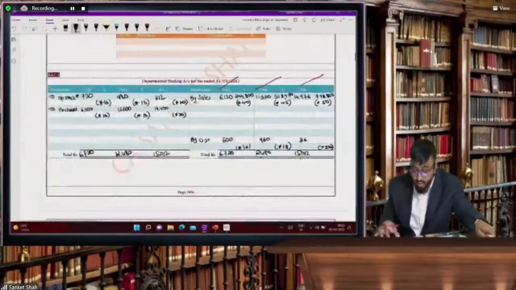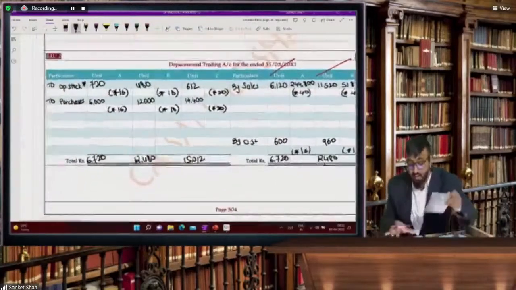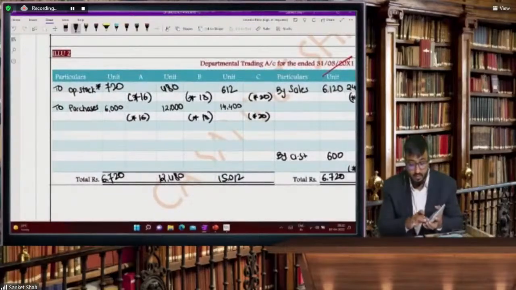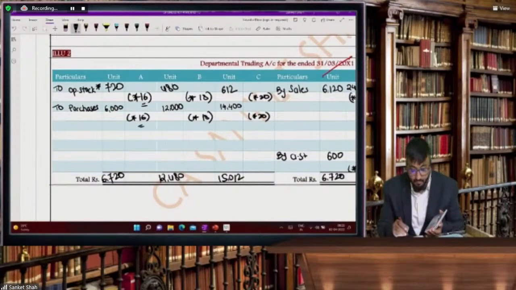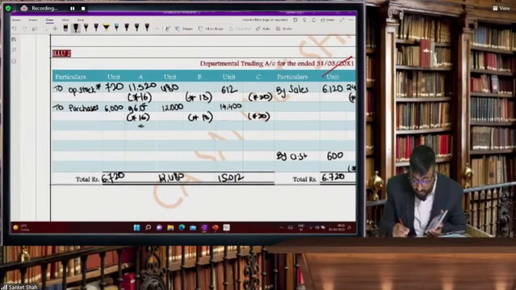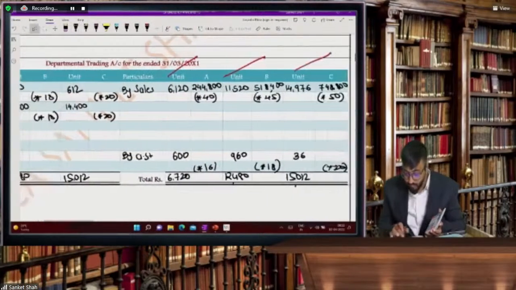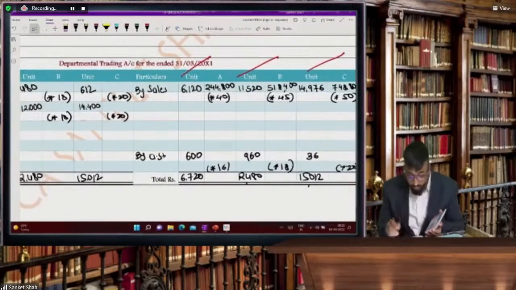Should I tell you the shortcut? Take on calculator only 16. 16 is common. I am telling you the shortcut. So 16 into first time 720. 16 into 720, 11,520. Now just press 6,000 is equal to 96,000. And just press 600 is equal to 9,600. So this is a shortcut on calculator.